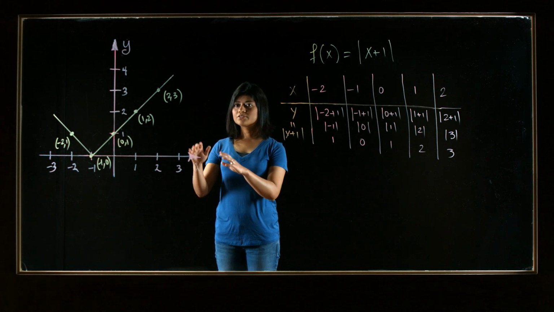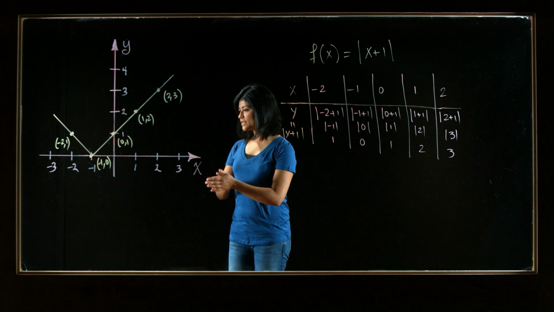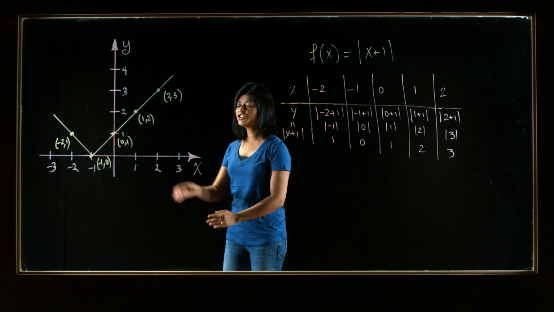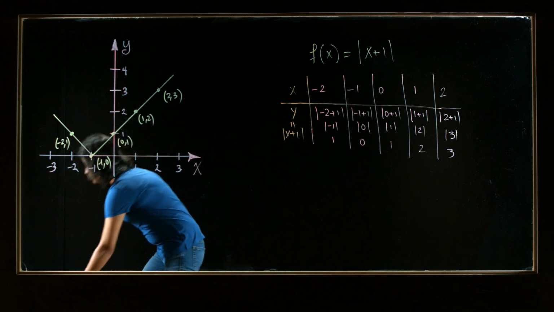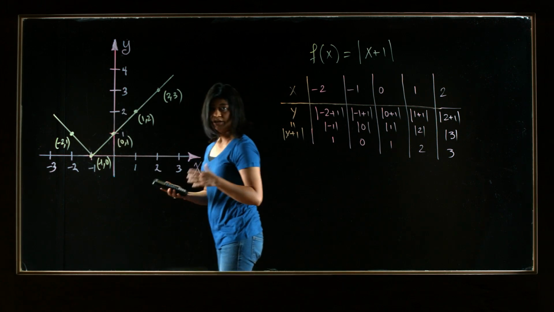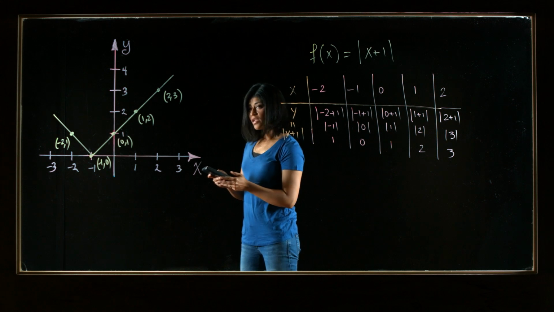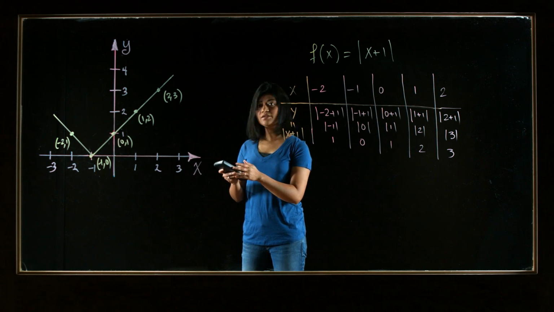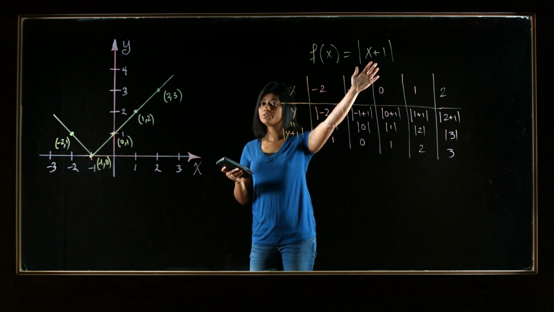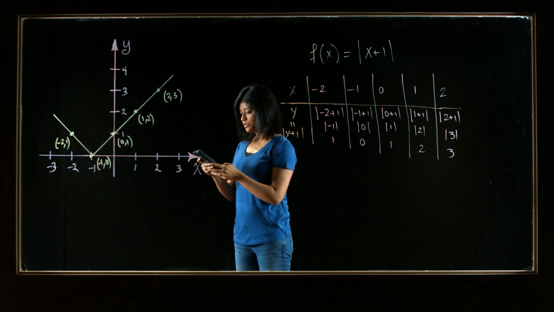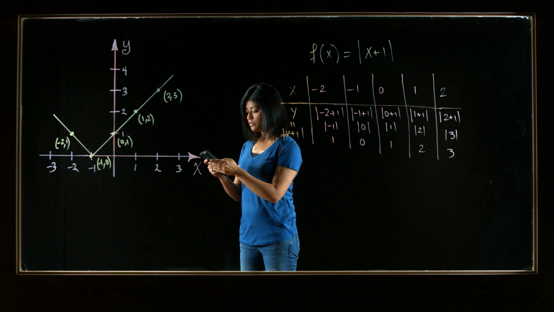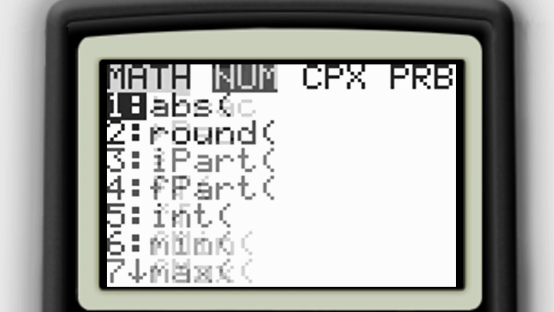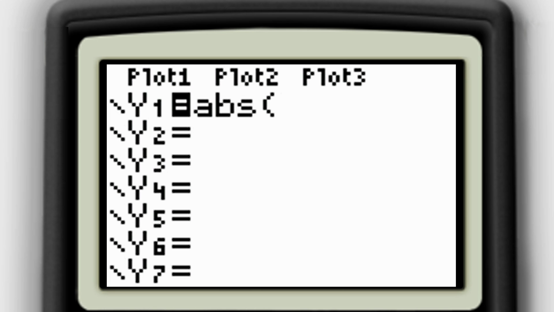So, to finish this problem, let's take a graphing utility and check our graph. So you take whatever graphing utility you have, and all you have to do is plug in the function, and the function is right here, absolute value of x plus 1. So you use your absolute value function and then plug in x plus 1 for your y equals.